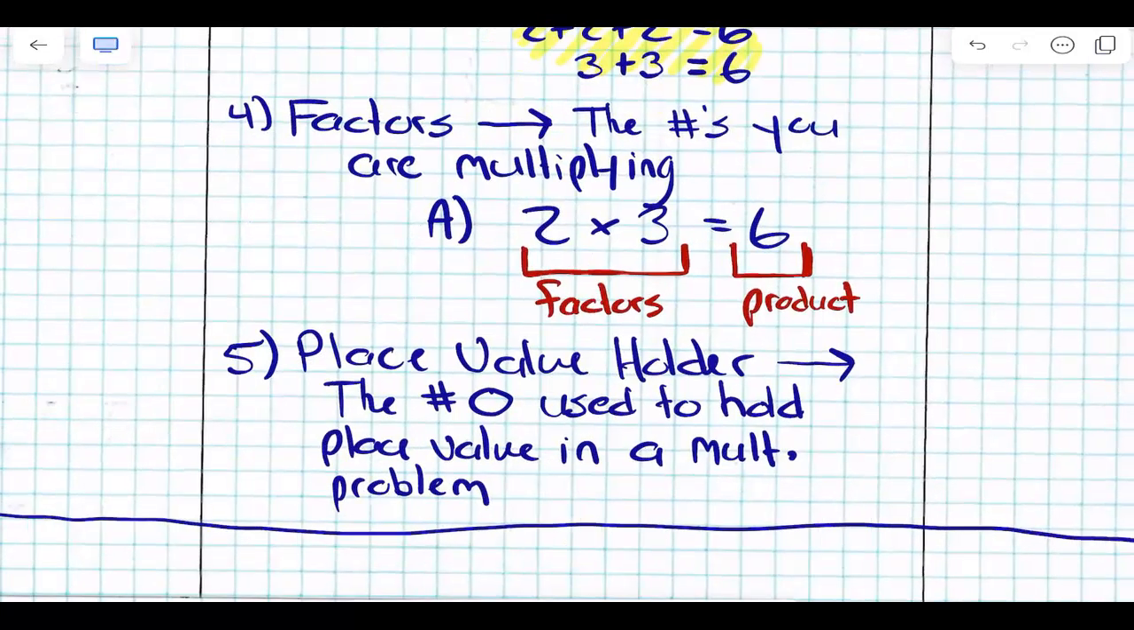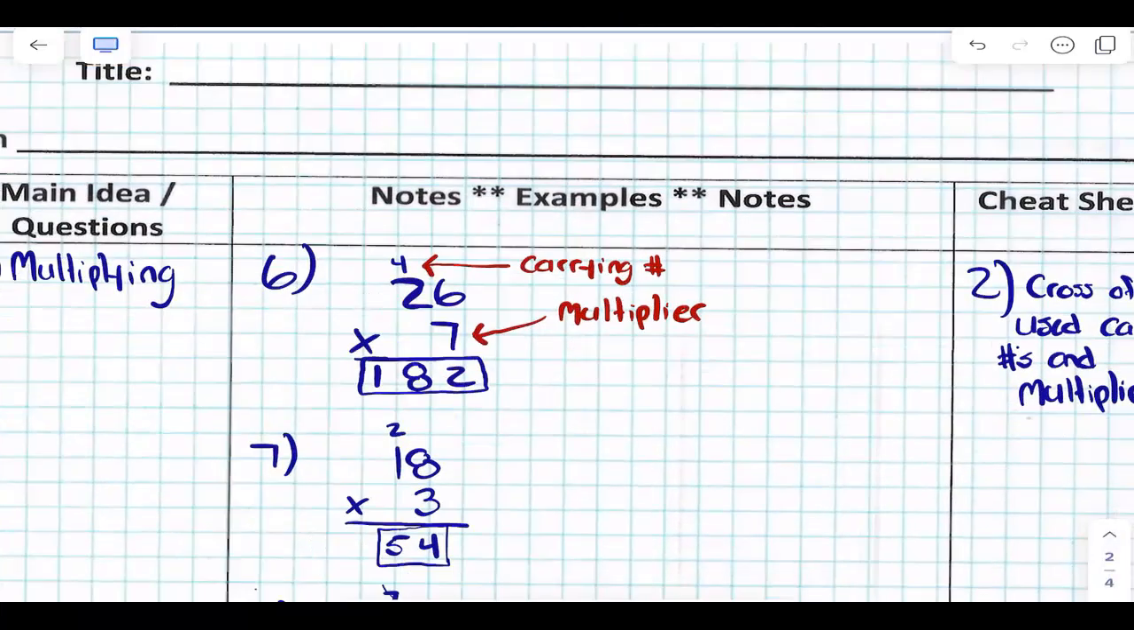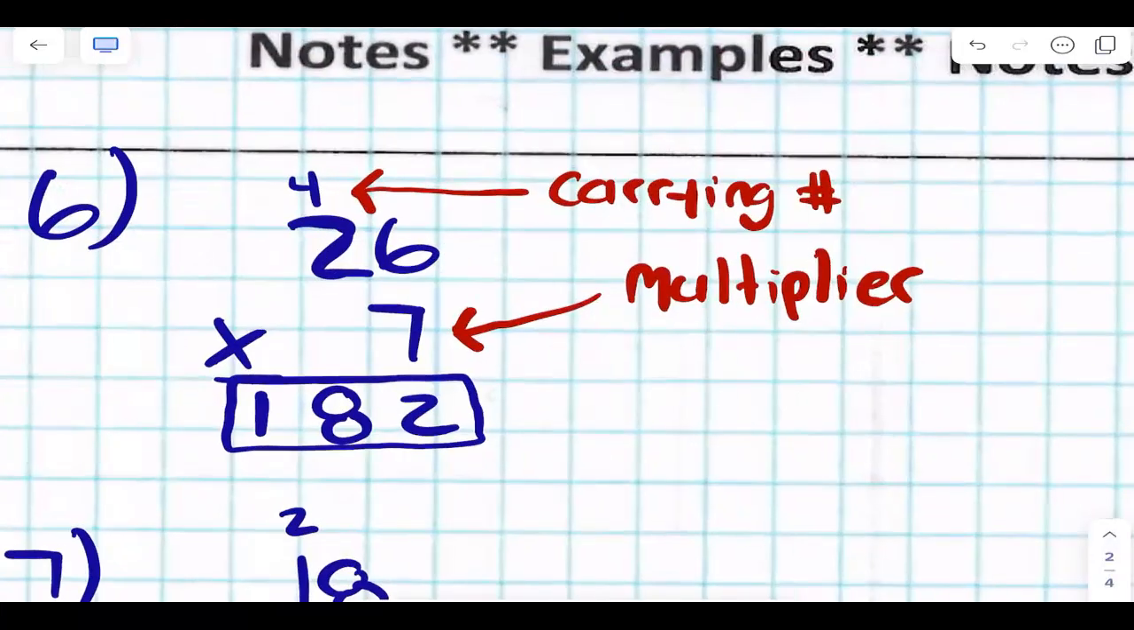Yes. There's a number that we use for a place value holder. What is that number? 0. Is it always 0? Yes. Take a look at this problem. We did 26 times 7. So our original problem was 26 times 7, right? Yes. What is this number called?